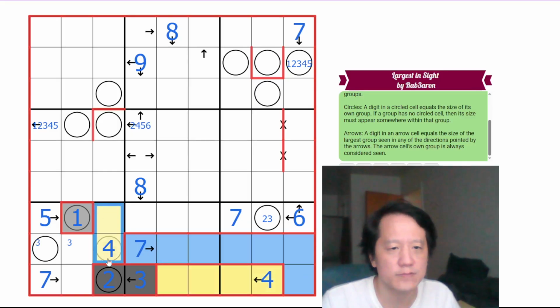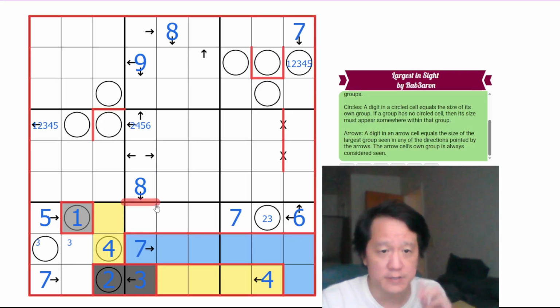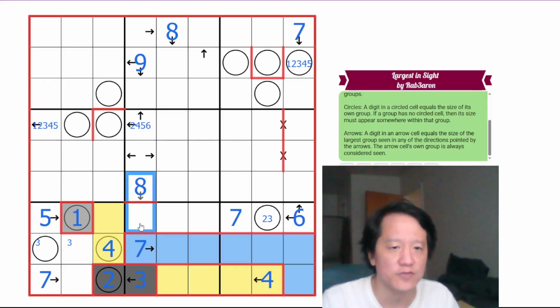Well, let's color. Okay, so this has to go this way. This is size 2 or 3. This must see a size 8. So it's either... Oh, this can't be here. So it has to be its own region that it sees 8 in, because if it goes down here, then these cells would see it.